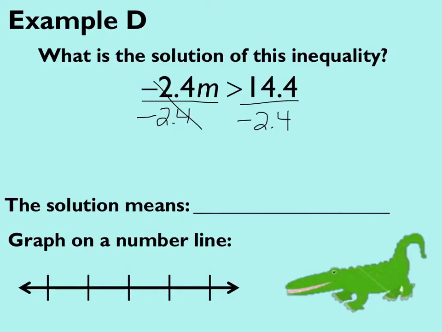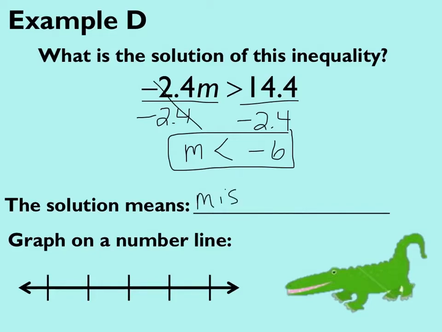On the left-hand side, we're left with just the variable m. On the right-hand side, 14.4 divided by negative 2.4 is negative 6. And we need to switch the direction of our inequality symbol since we divided both sides by a negative number. Our solution is m is less than negative 6. The solution means that m is smaller than negative 6.